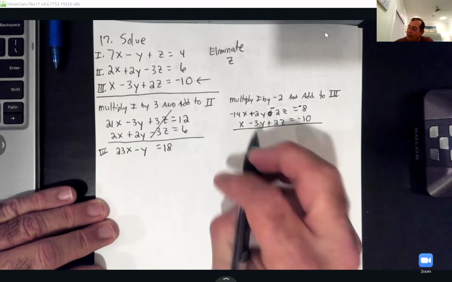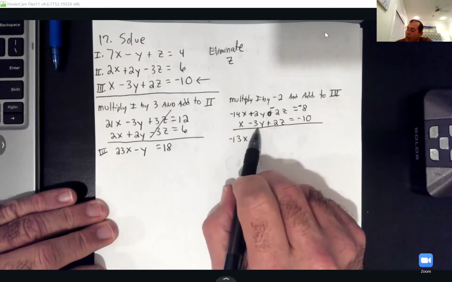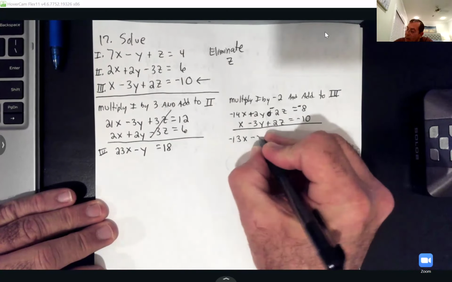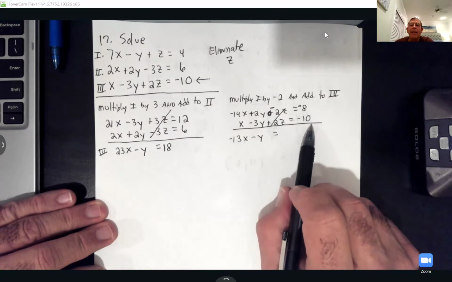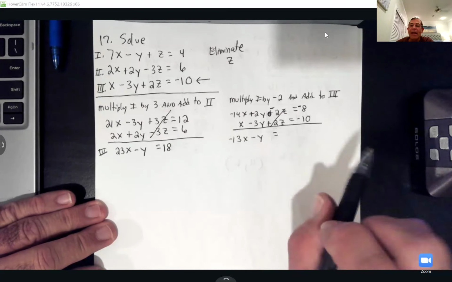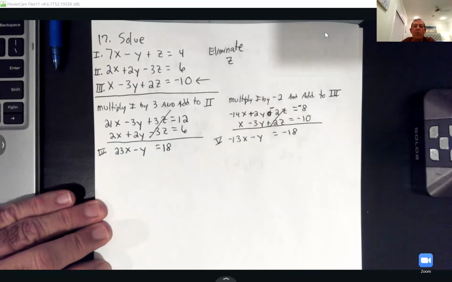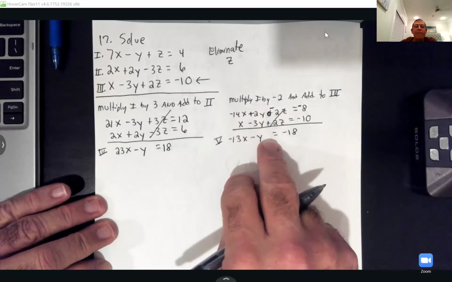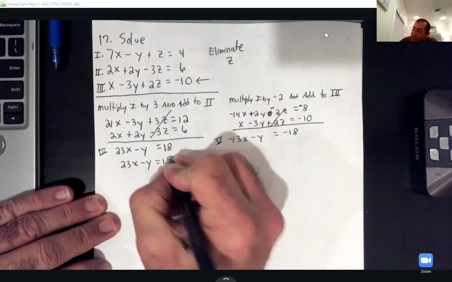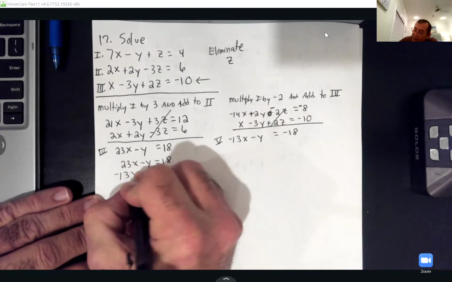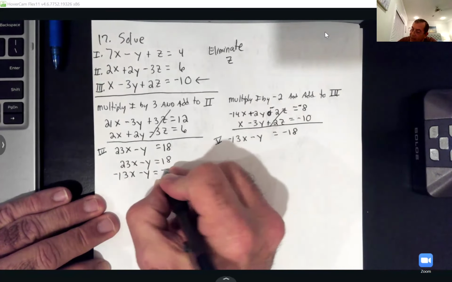Now we add these together. -14 and 1 gave me -13x. 2 and -3 gave me a -y. The z's cancel. And then a -8 and a -10 give me a -18. Y'all, that will now be our equation 5. So we're going to put 4 and 5 together now. 23x minus y equals 18. -13x minus y equals -18.